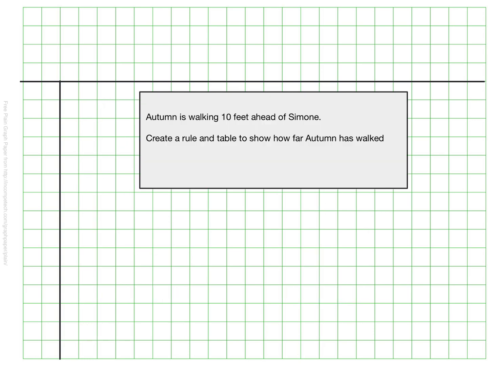The next story has Autumn walking 10 feet ahead of Simone for whatever reason. I don't know what that is, but we want to create a rule and table to show how far along Autumn has walked, or how far Autumn has gone. So we're starting by knowing Simone's distance. I'm going to underline Simone. Simone is our independent variable. Whatever she has walked, we know that we can add 10 feet, and that will tell us how much Autumn has walked. So I'm going to go ahead and box this 10 feet because we'd have to add that on.